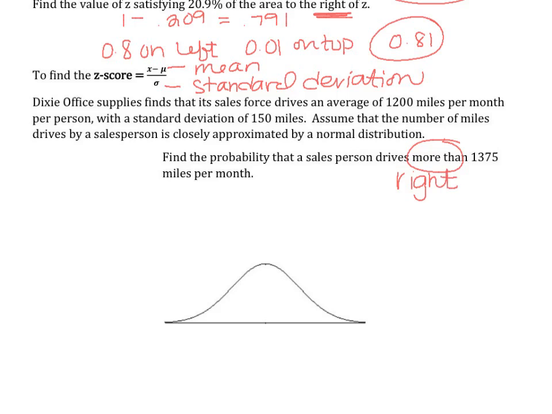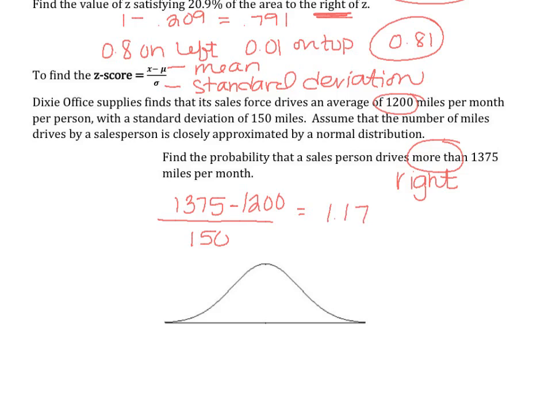Then 1,375. So the number in particular that we're looking for and comparing is 1,375. We want to subtract our mean. It says the average is 1,200. And then we divide that by our standard deviation. So subtracting and dividing gives us 1.17.